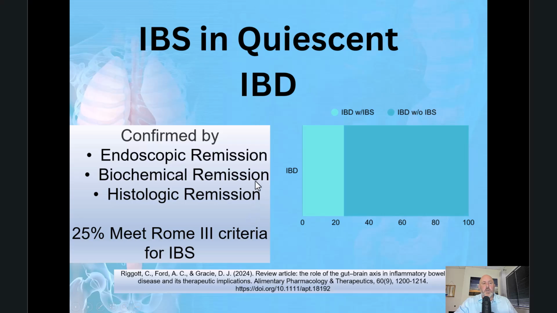It is interesting to note that when in remission, 25% of IBD patients will meet the criteria for IBS. This is remission that is confirmed by endoscopy, biochemical remission, and histology. So a quarter of patients with IBD will also qualify for an IBS diagnosis.